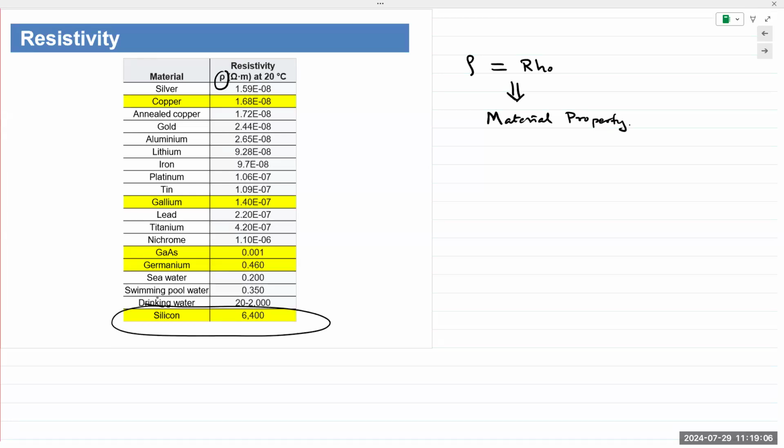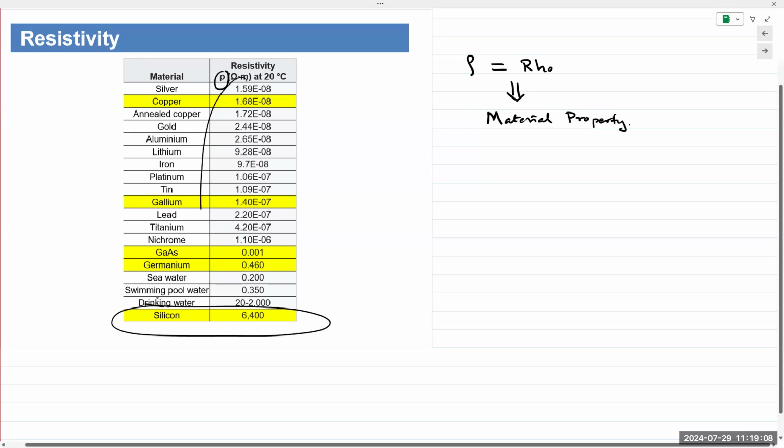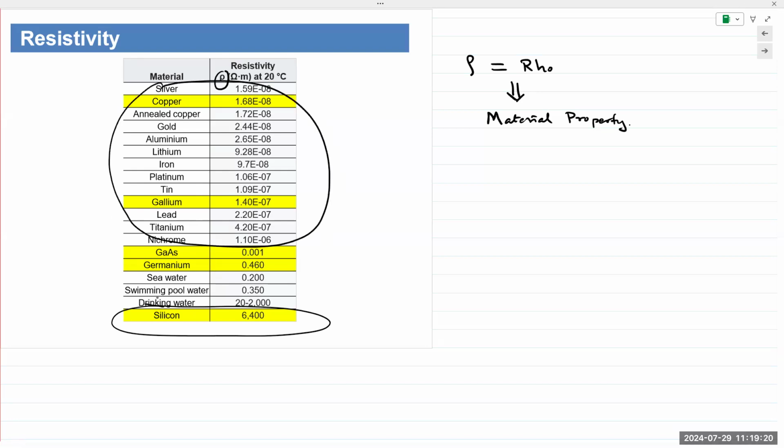As you can see, the resistivity for these materials, actually only up to here, is in fractions. 10 raised to minus 6, 10 raised to minus 7, very, very low, meaning it hardly has any resistance at all.